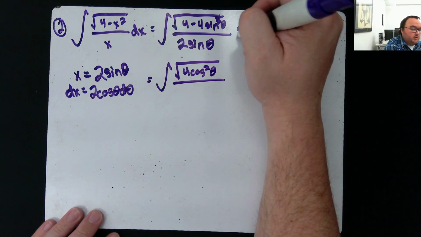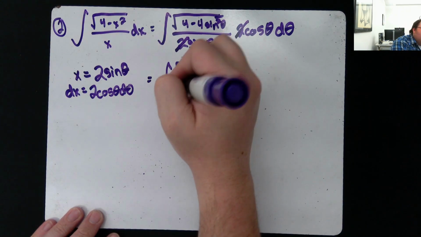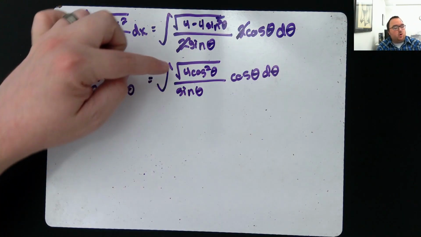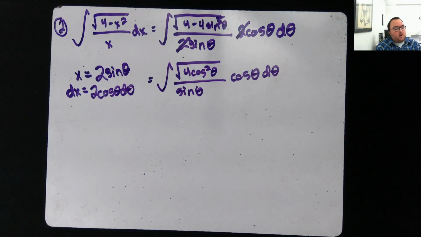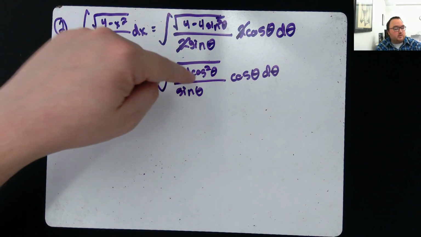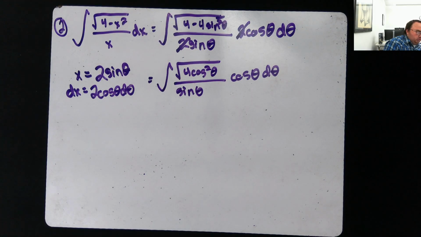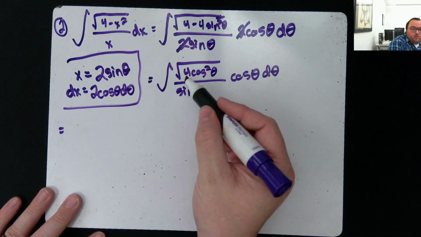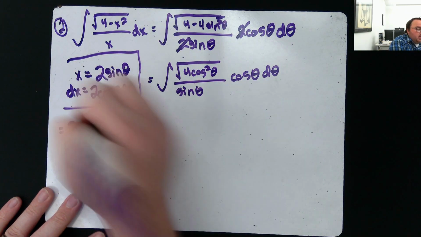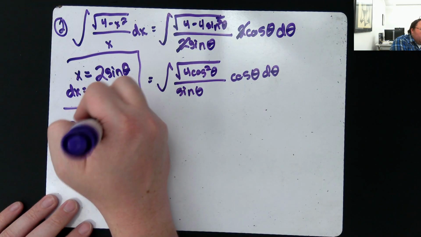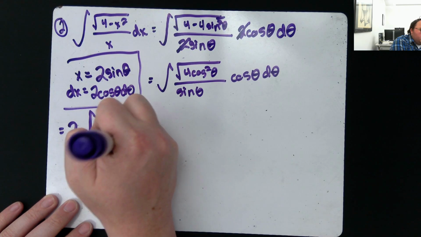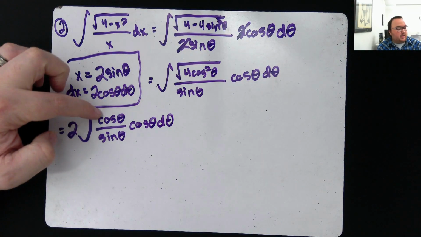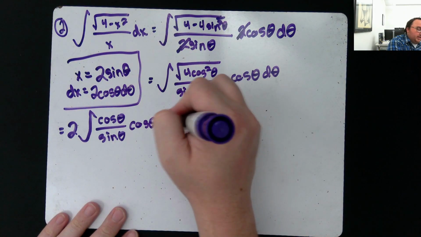What's really nice here is 2's cancel out. So that's out of there. Sine theta times cosine theta d theta. The square root of 4 cosine squared, the square root of 4 is 2. The square root of cosine squared is cosine. So this 2 I can bring out front from the square root of 4. Integral. Square root of cosine squared is cosine. Here I have cosine times cosine, so that becomes cosine squared.